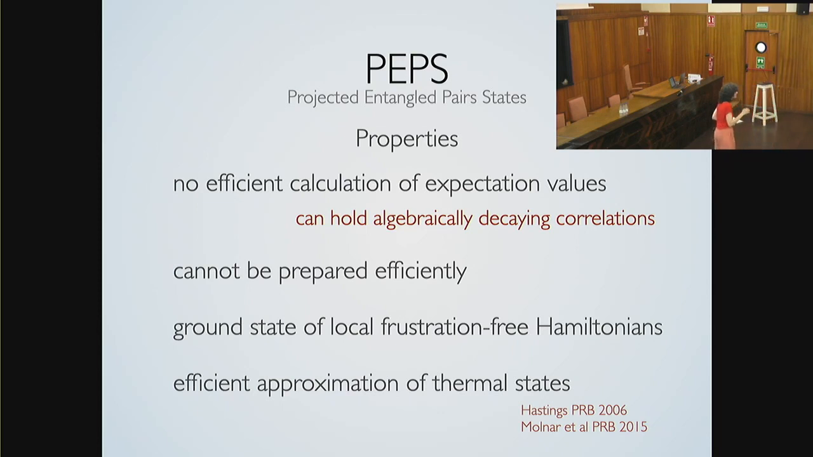Typically when you say 1D, the description is 1D. If you have a graph where connectivity is not just to two neighbors each, so it's really not 1D, then you can use PEPs for this graph.